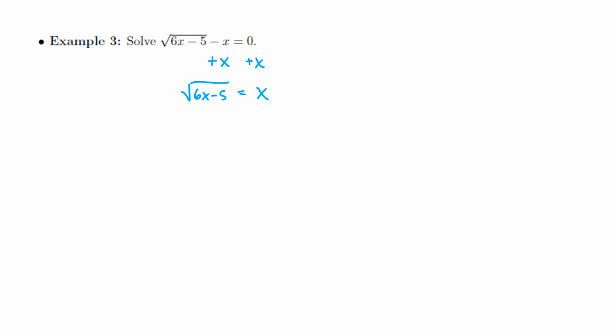Kind of like when we were solving absolute value equations. We don't want to get rid of our absolute value until the absolute value is isolated. Same thing here with the square root. So now I can, of course, square both sides, but because there's an x on the other side, that leaves us with a quadratic equation.